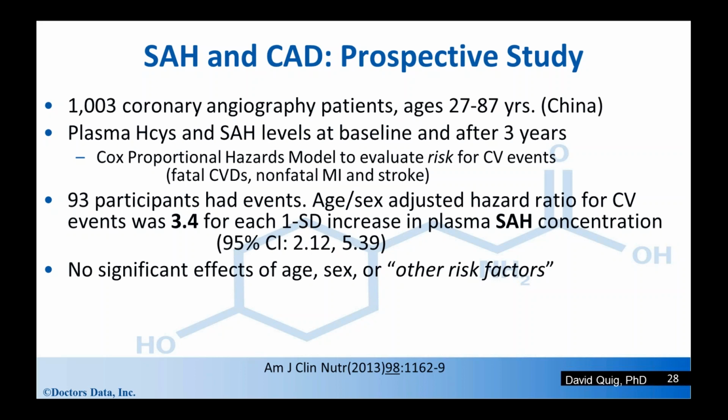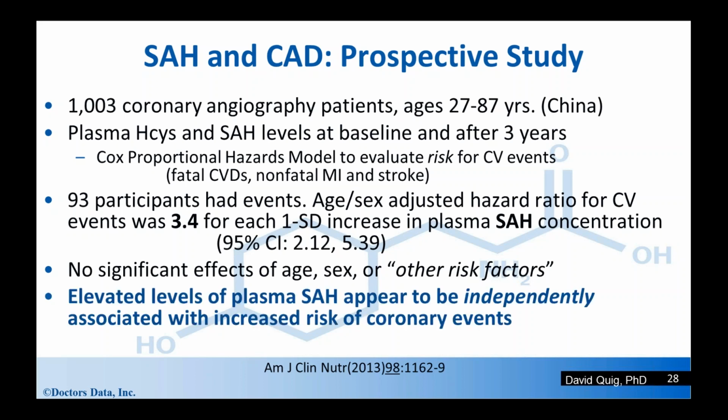The outcome, they had 93 participants that had such events, and adjusting for age and sex, the hazard ratio for cardiovascular events was increased by 3.4 for each 1 standard deviation increase in plasma SAH concentration, which was statistically significant and well within the confidence limits. There were no significant effects of age, sex, or other risk factors. So elevated levels of plasma SAH appear to be independently associated with increased risk of coronary events. Unfortunately, very, very few laboratories have the equipment or the expertise to measure the very low levels of SAH, even though they seem to be a much better predictor and greater clinical sensitivity than homocysteine.